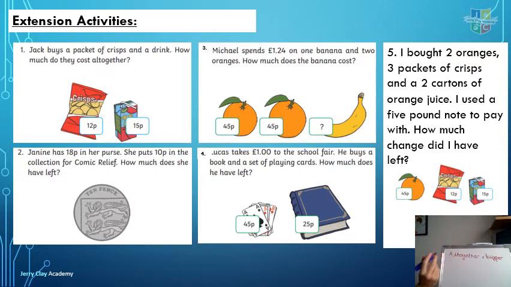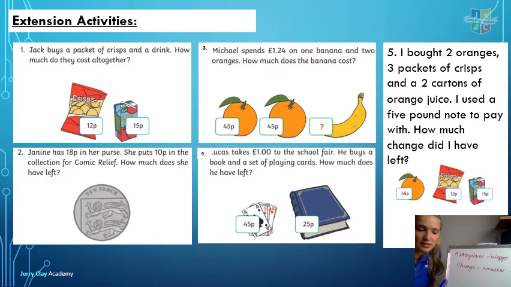Just turn that into a capital. If you are finding the change, remember that's saying how much is left over, so we're going to want a smaller number, so you're probably going to be taking away.